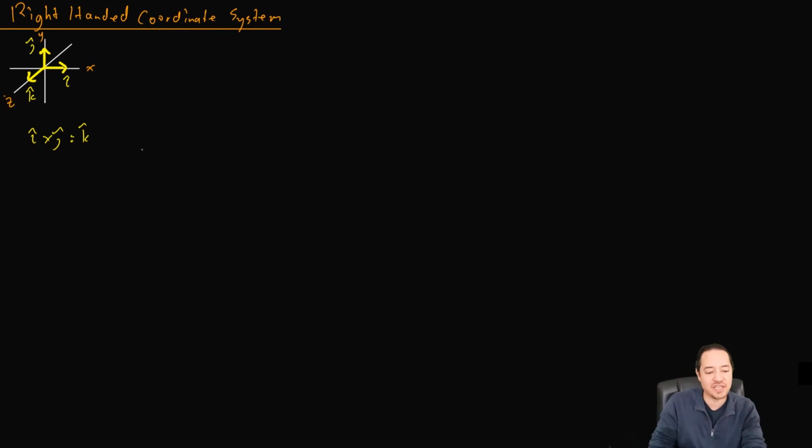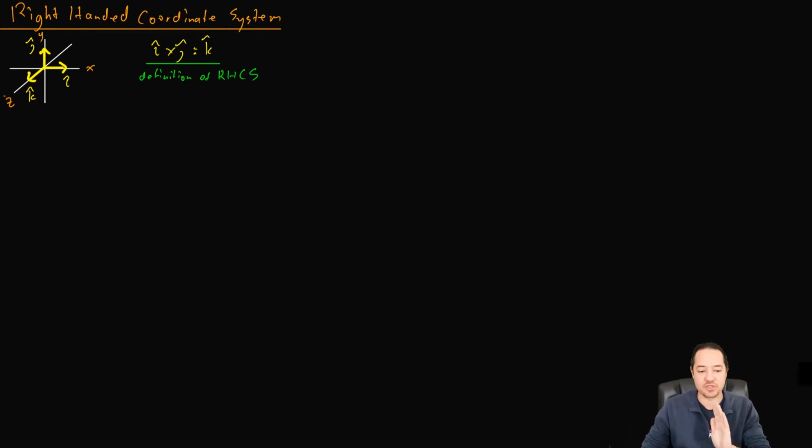And this fact about how this works is how we define a right-hand coordinate system. So I hat cross J hat equals K hat is the definition of a right-handed coordinate system. What I mean is, as long as we create our axes so that I hat cross J hat equals K hat, then we're good. But if we define our axes in a different way where this isn't true, then none of the math we do is going to work out.